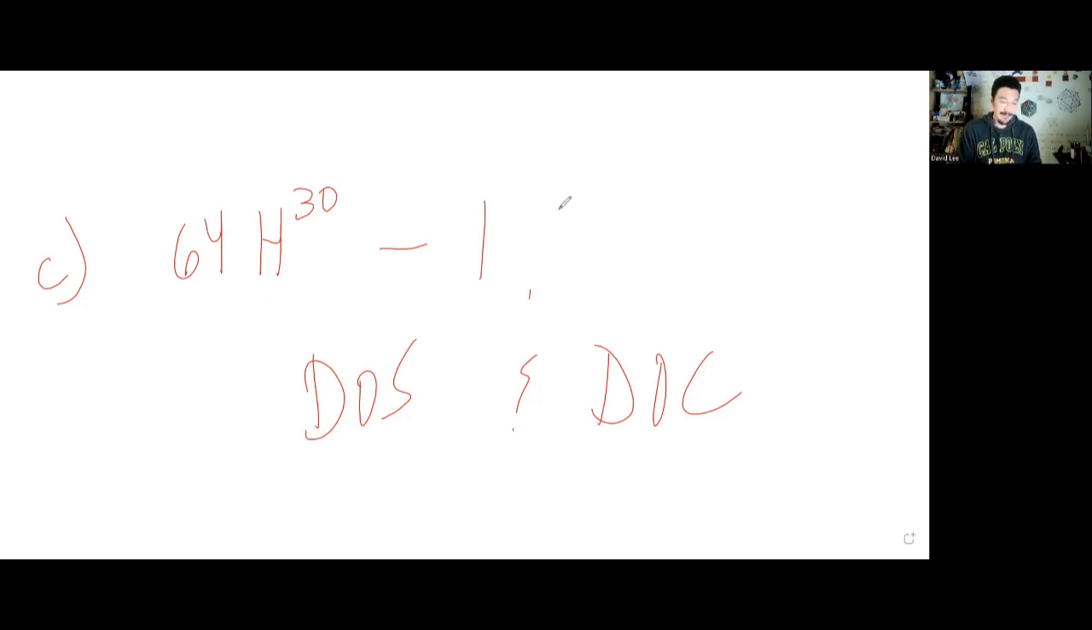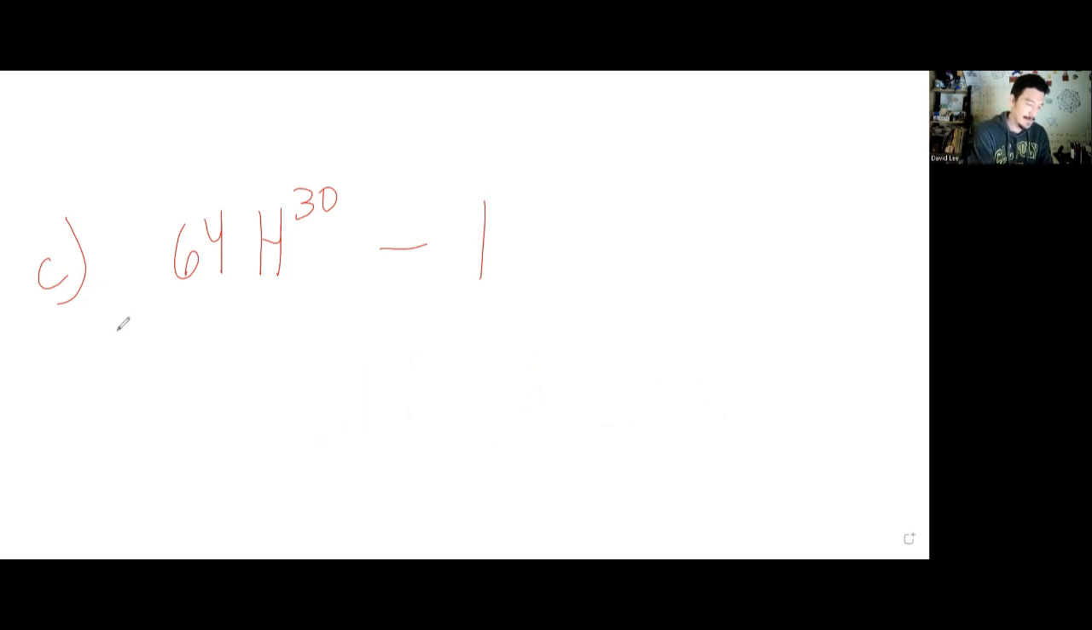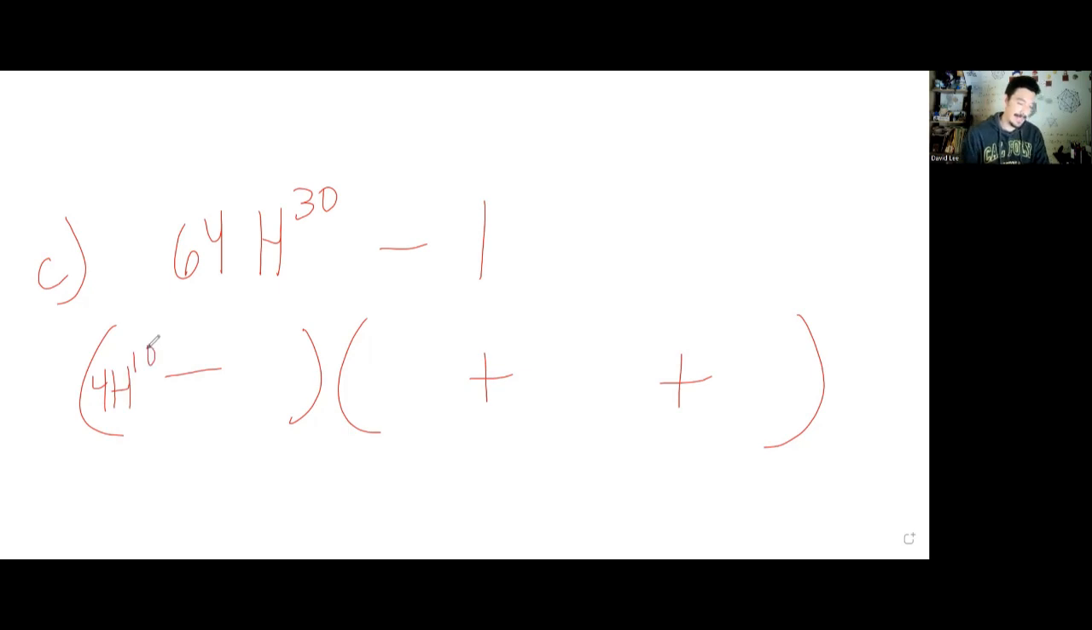So let's treat this as a difference of cubes. For a difference of cubes, set up a double and a triple with a minus plus plus. Now, cube root stuff. The cube root of 64 is 4. The cube root of h30 would be h10. So that's 4h10. The cube root of 1 is just 1. So always fill out your double, and then you can fill in your triple.